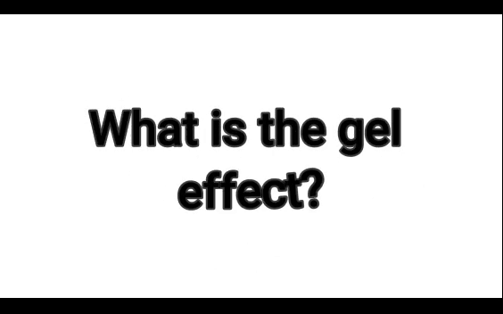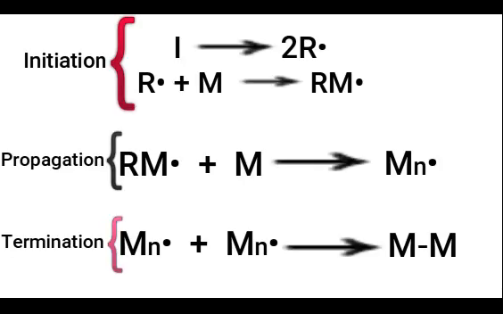So what is the gel effect? The gel effect is when the rate of propagation accelerates near the end of the reaction. This initially doesn't make much sense, because over the course of the reaction, monomers get used up, and therefore the concentration of monomers decreases, which should decrease the rate of the propagation reaction. However, the rate actually speeds up.